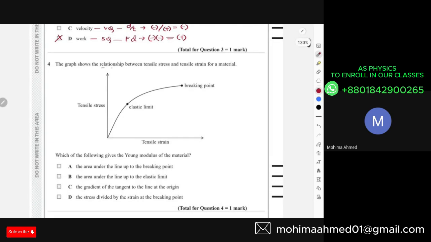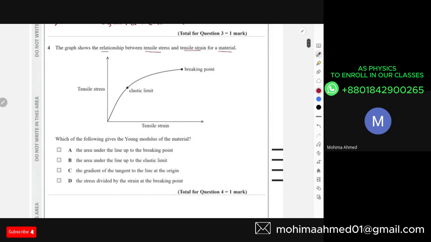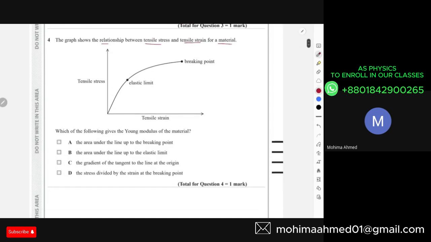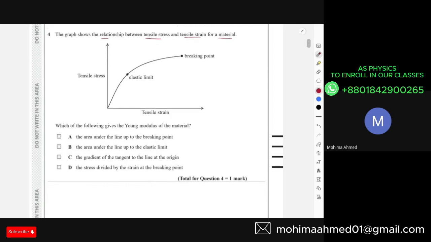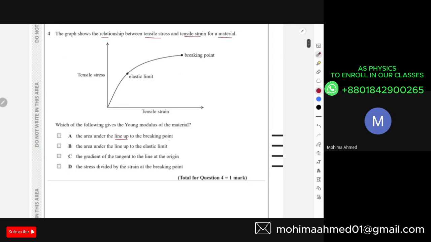the graph shows the relationship between tensile stress and strain for a material, with the elastic limit and breaking point. Which of the following gives the Young modulus of the material? We know that the Young modulus of the material can only be calculated for the linear section of the graph, right? So the area under the line from the breaking point, no, this doesn't give you the yield point. So this doesn't give you the Young modulus. This gives you the what?